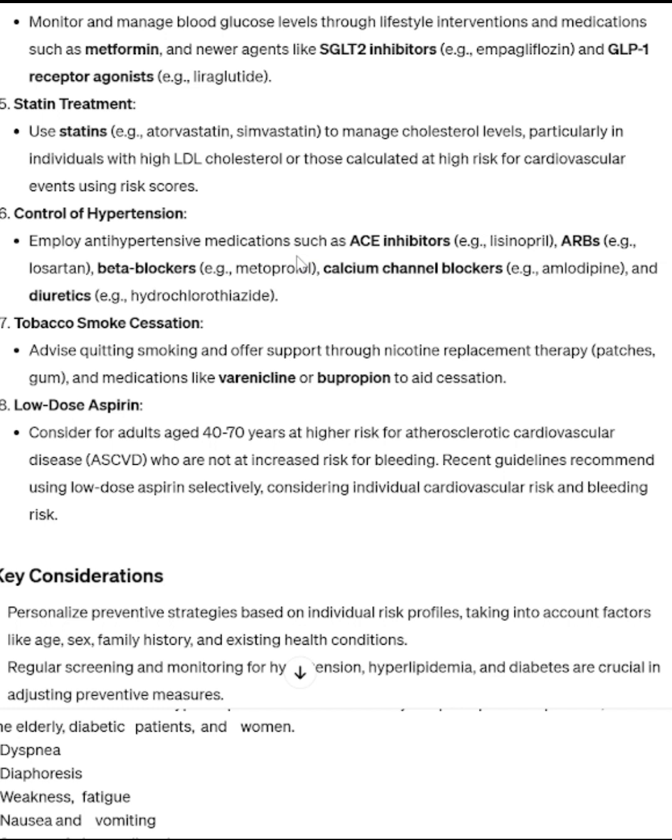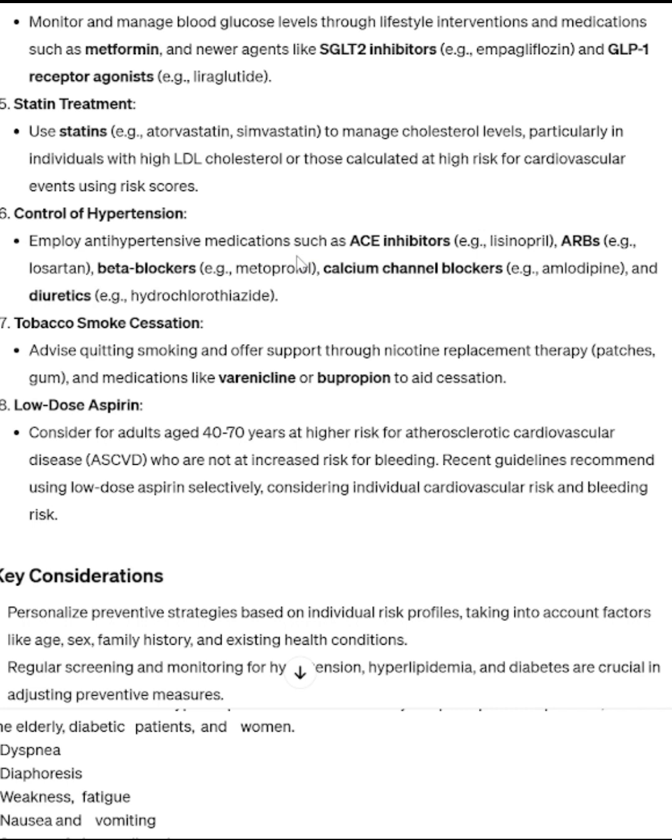6. Control of hypertension. Employ antihypertensive medications such as ACE inhibitors, e.g. lisinopril, ARBs, e.g. losartan, beta blockers, e.g. metoprolol, calcium channel blockers, e.g. amlodipine, and diuretics, e.g. hydrochlorothiazide. 7. Tobacco smoke cessation. Advise quitting smoking and offer support through nicotine replacement therapy, patches, gum, and medications like varenicline or bupropion to aid cessation.